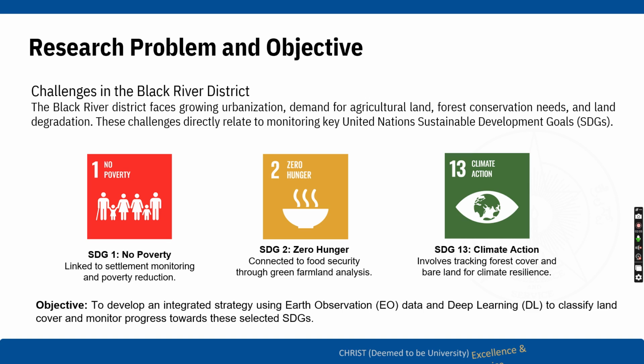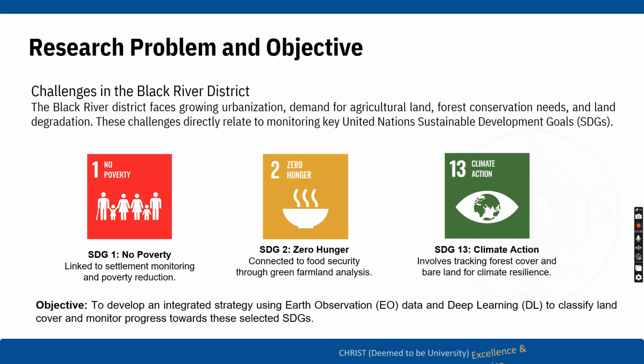So the challenges in the Black River district, what we observe is that it faces a lot in terms of urbanization, demand for agricultural land for higher production, forest conservation becomes a critical issue, and also the degradation of land because of overusage or various other activities in the area. So these challenges directly relate to a few of the UN SDGs which we shortlisted, which we selected, which fit well. And you can see over here there are three UN SDGs that we can connect with.